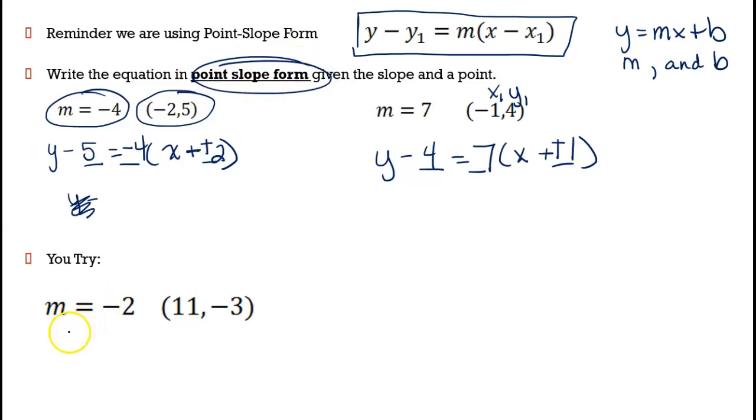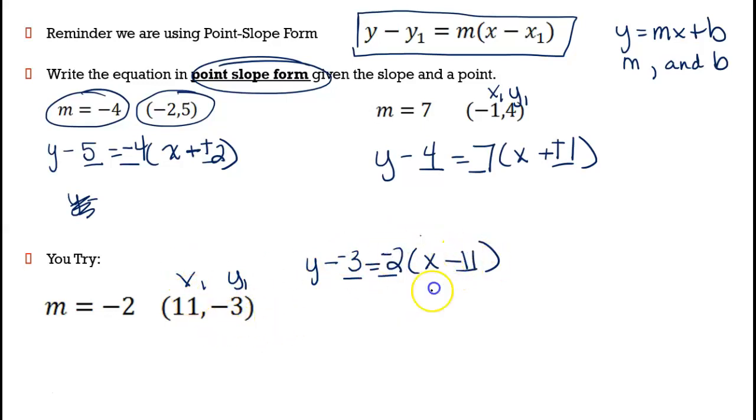You can stop because the directions say put this in point slope form. Pause the video now, use the previous 2 problems as an example, and try this next one on your own. Remember, it's the same steps every time. We have y minus the y value. Remember, this is our x1 and our y1. This is the slope, so the slope goes right here, and the x value is 11.